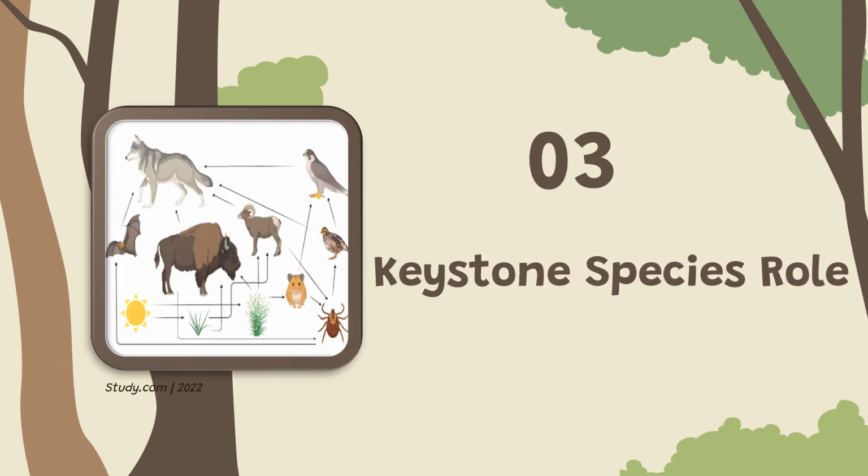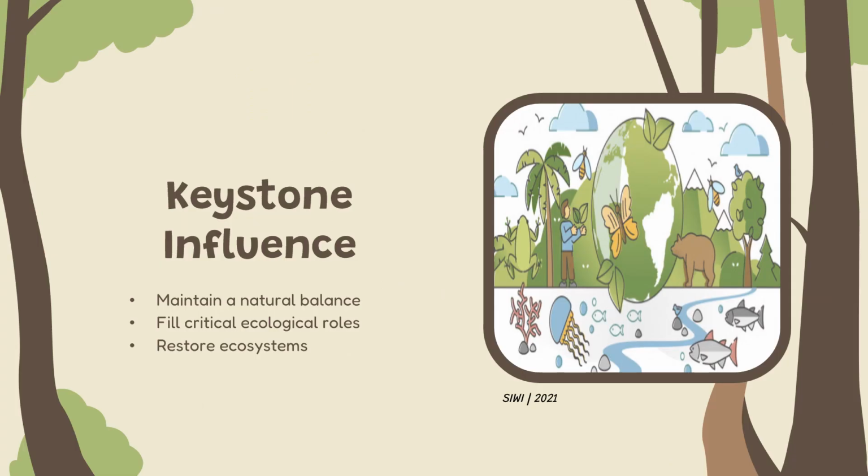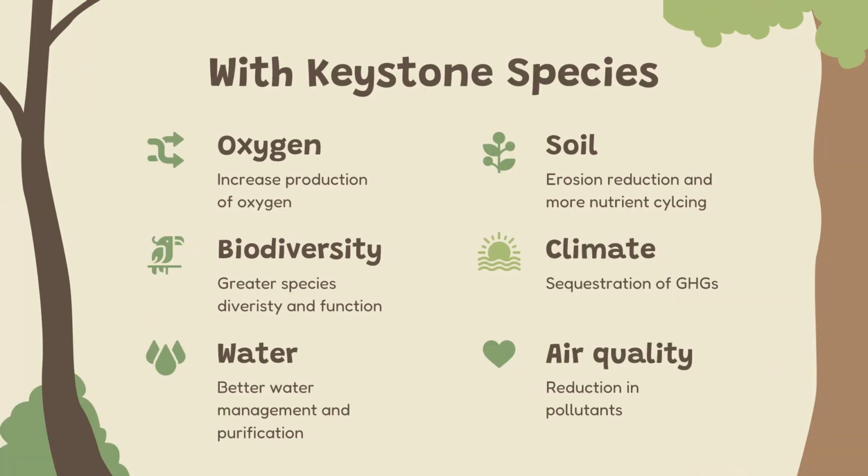Now that you have an overview of ecosystem structures, we can get into the specifics of keystone species. Keystone species are the most valuable members of an ecosystem. They're able to maintain a natural balance between species, fill ecological roles that no other organisms would be able to, and are the key part in successful ecological restorations. Keystone species bring a variety of benefits to an ecosystem.